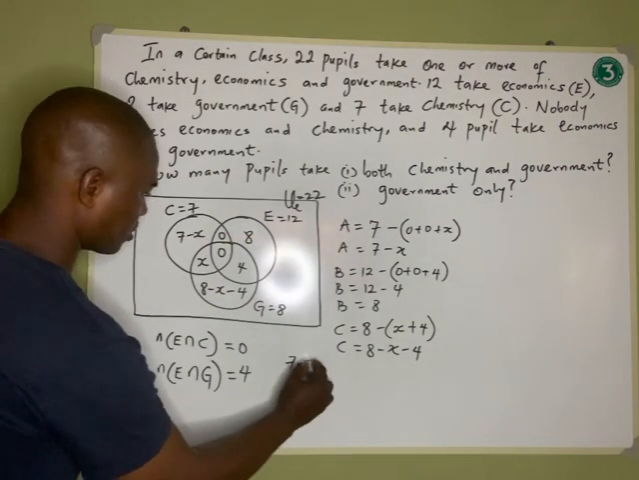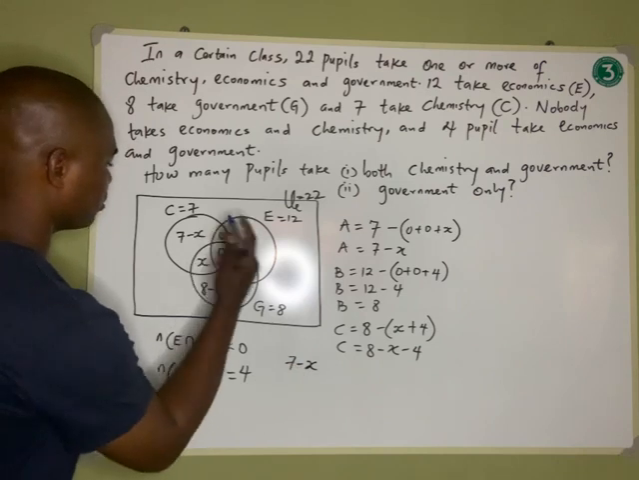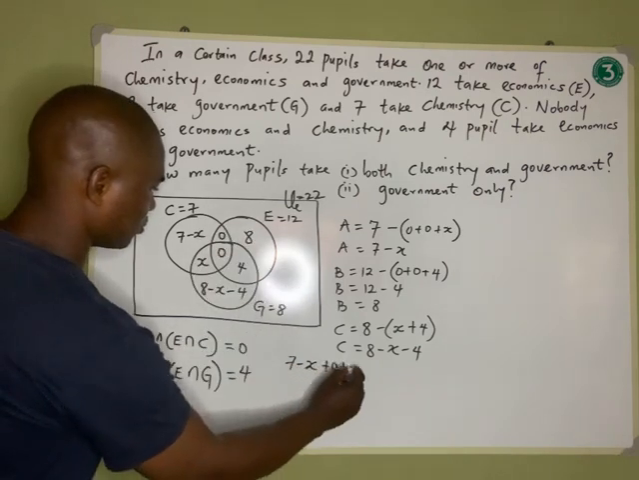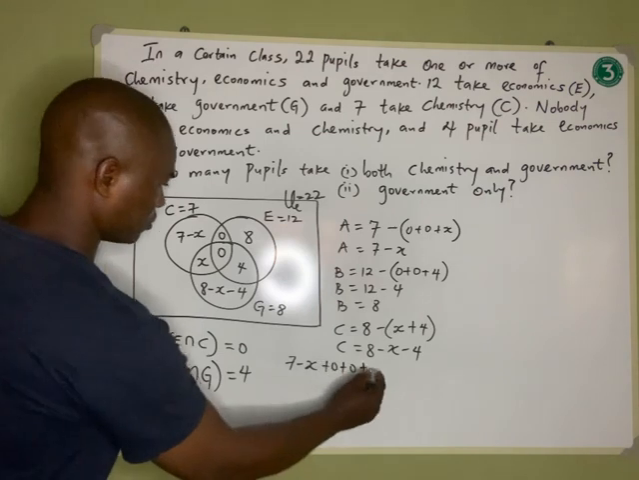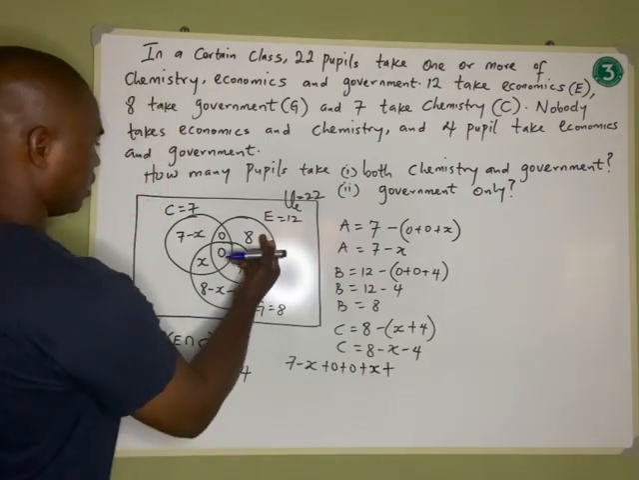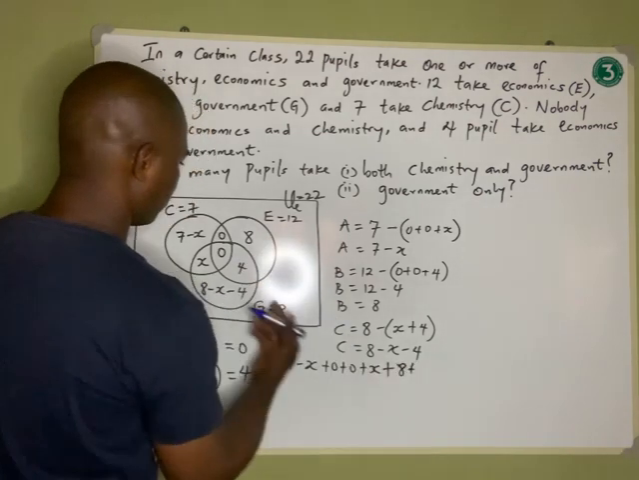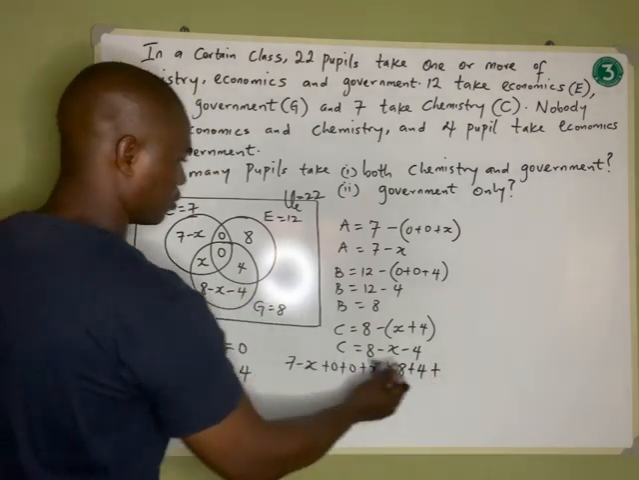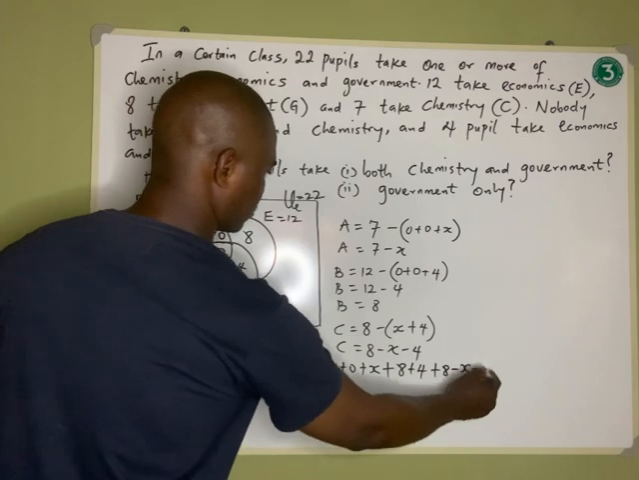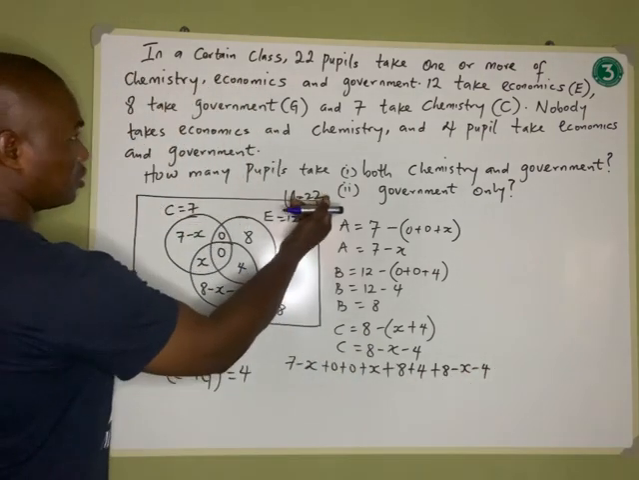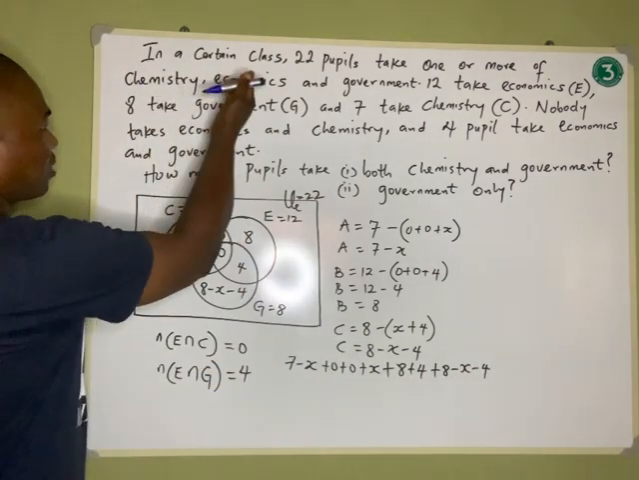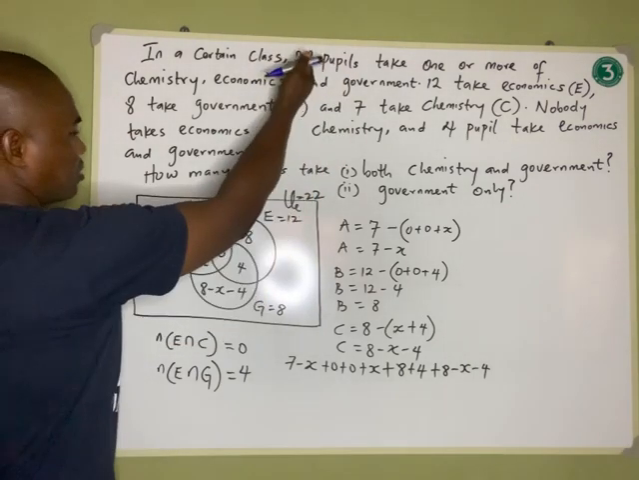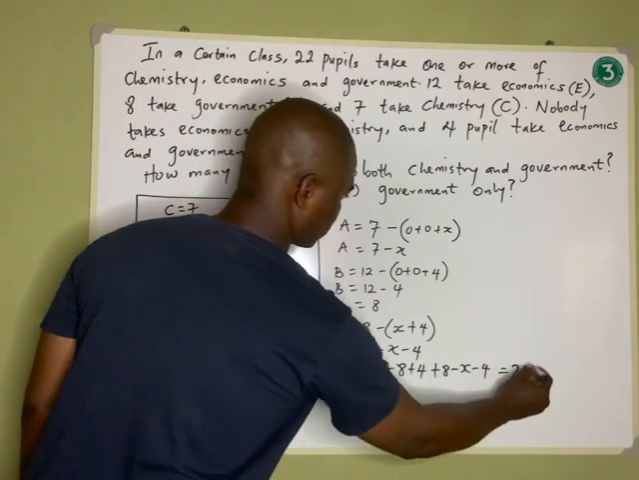7 minus x, then plus 0 plus 0 plus x plus 8 plus 4 plus 8 minus x minus 4 is equal to the universal set, that is, in everything, in the starting class 22 pupils take 1 or more, that is this is the universal set, 22, is equal to 22.